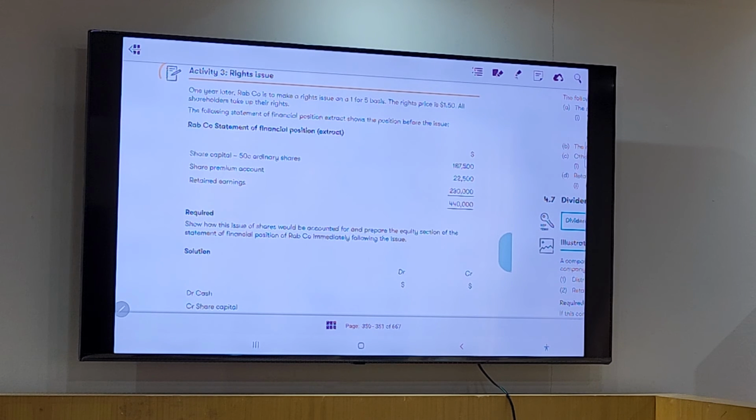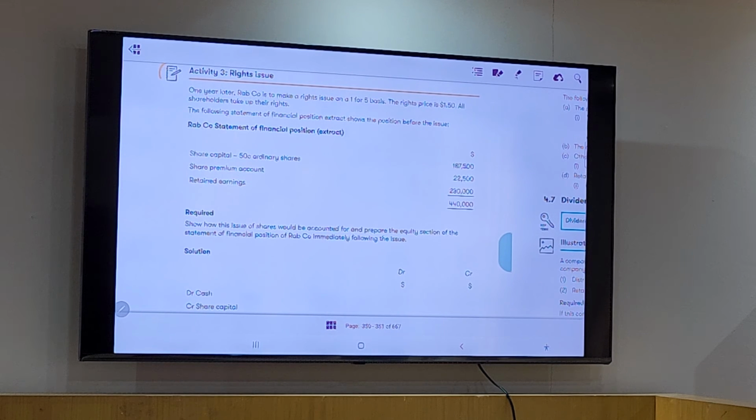Now multiplied by this number, so that is the additional increase in shares. But for what price are you selling? You are selling at this price. So 75,000 times 1.5 is the total cash you are going to receive. Again, share capital, how much?